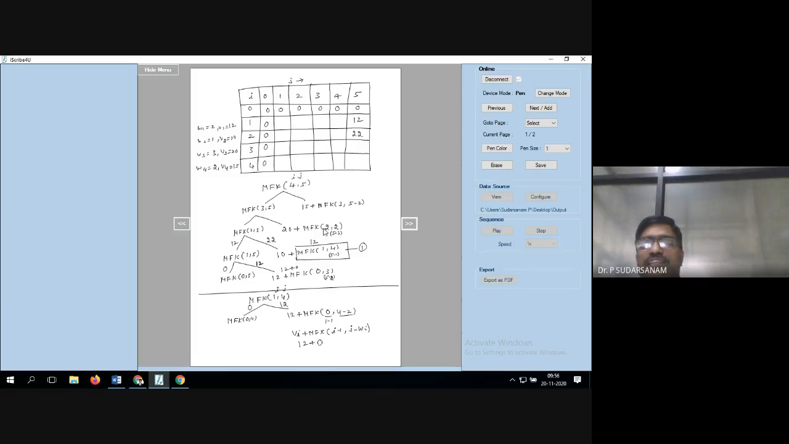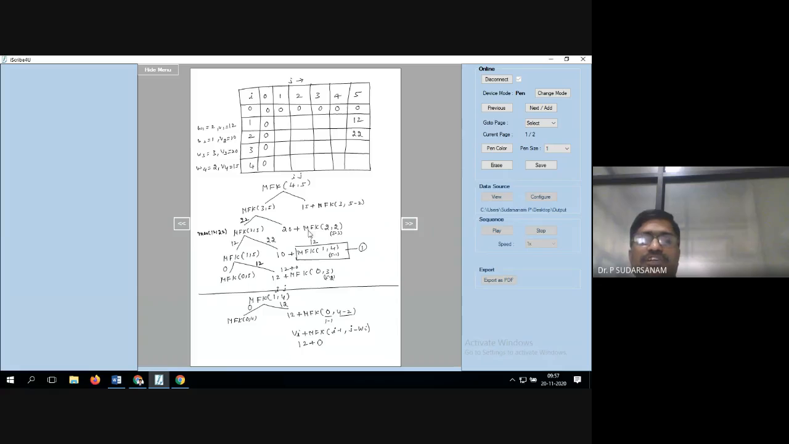Now I have to solve the MFK of 2 comma 5. So now what will happen? This is 12, 10 plus 2, 12. So now MFK of 2 comma 5 is max of 12 comma 22. Which is the maximum? 22. So here you can write max of 12 comma 22, that is equal to 22.